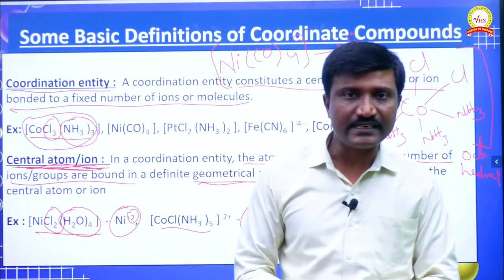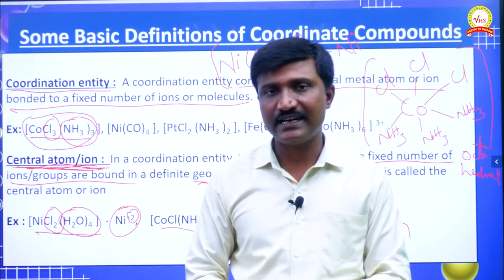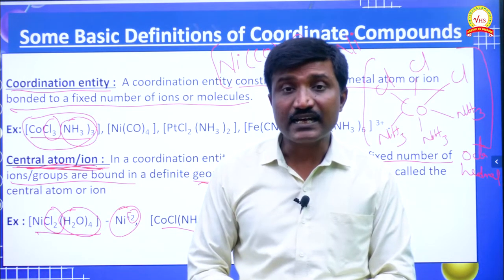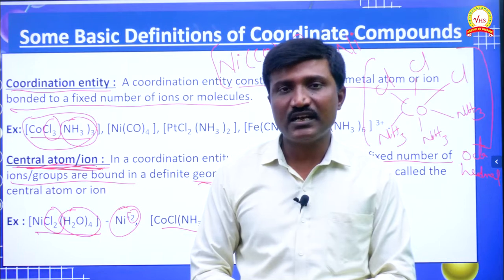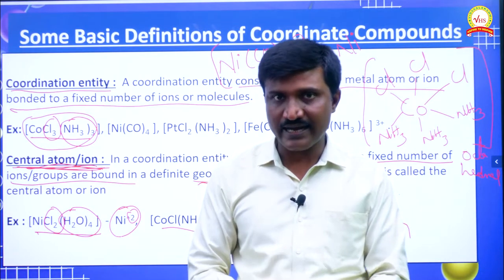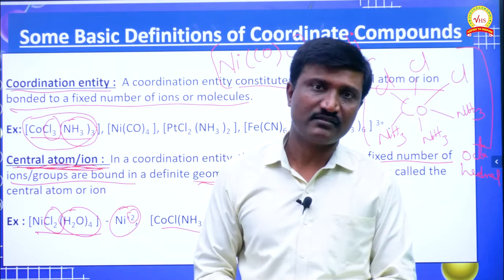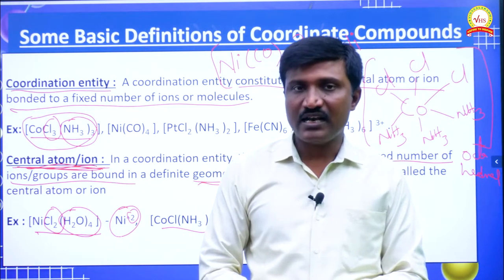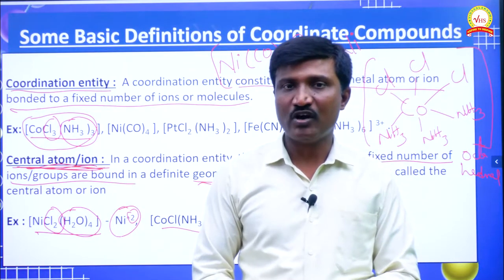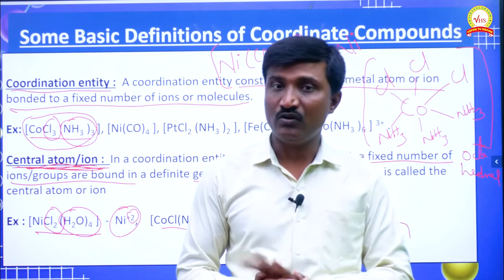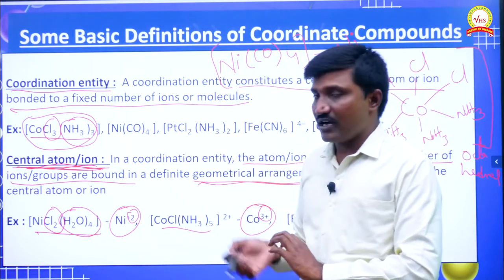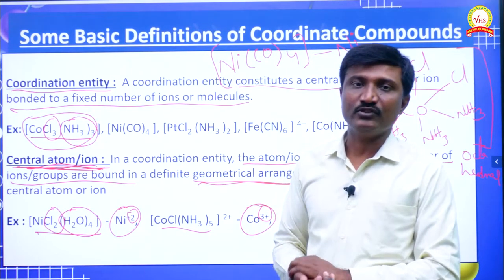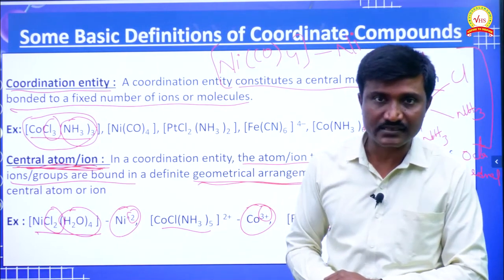Okay, so these are the two definitions of coordination compounds. What is a coordination entity, and what is a central metal atom or ion? A coordination entity consists of a fixed number of ions or groups bound to the central metal. That metal atom we call the central metal atom or ion. The fixed number of ions or groups bound to the central atom, those we call ligands.